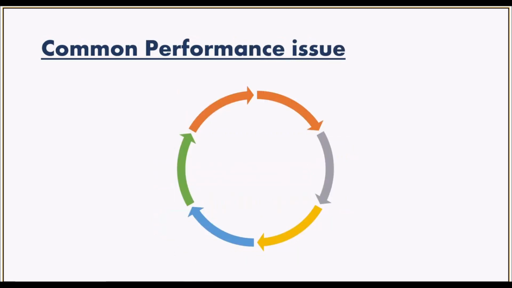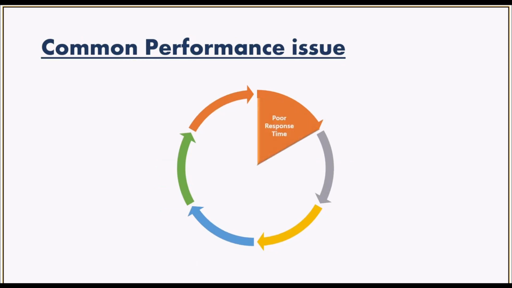Now let's see some of the common performance issues generally faced. First is poor response time, which means the API or the request is taking more than the expected time in giving the response. Next is improper load balancing, which means load is not evenly distributed among available resources, which may in turn cause degradation in performance.